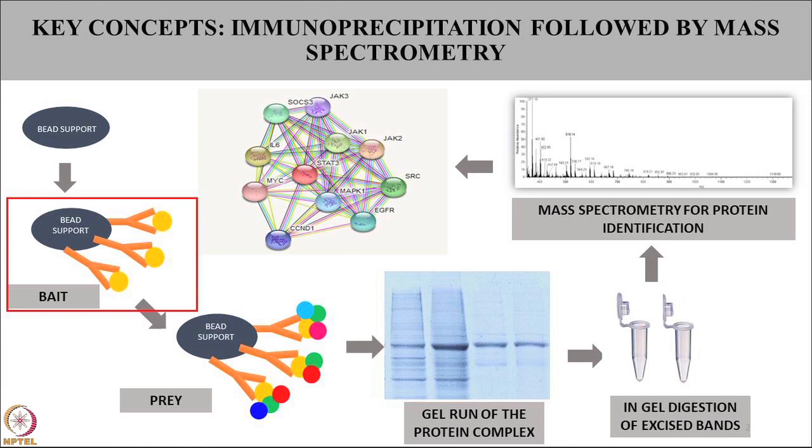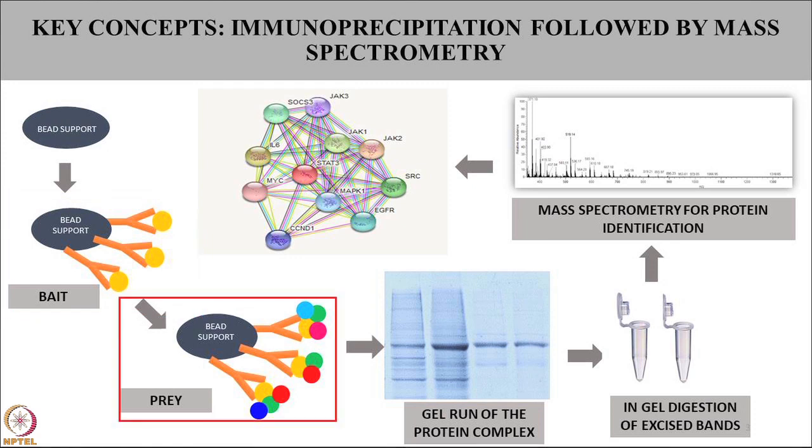In the protocol you will incubate your bead antibody conjugate overnight, so that from your lysate you can trap the protein of interest. We will call this protein of interest which is bound to your antibody the bait, and then this bait will help you trap all the proteins, the interacting partners of this protein.